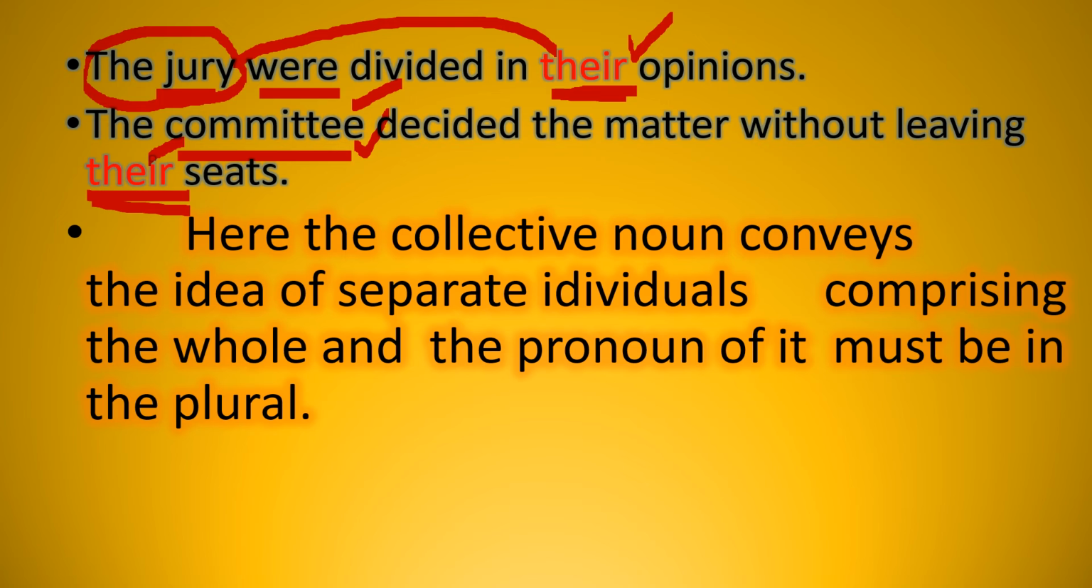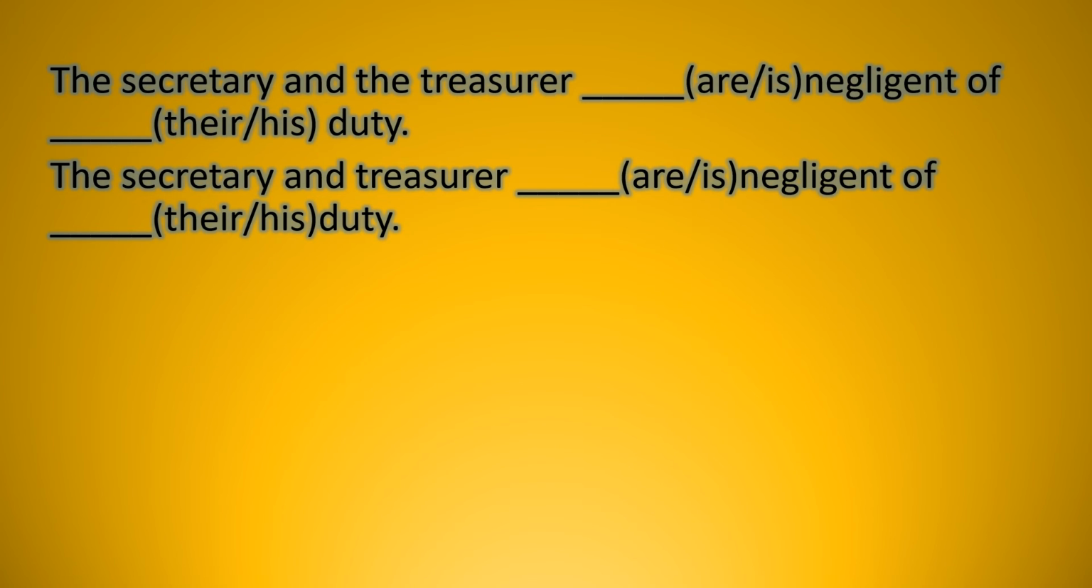We have to decide whether a particular collective noun is giving the idea of a whole singular number or the idea of separate individuals. When we decide it is a singular noun, we should use the singular pronoun its, in neuter gender. When it is giving the idea of separate individuals, we should use the plural pronoun, that is, their.